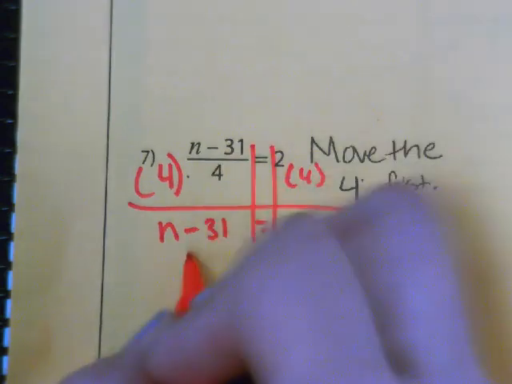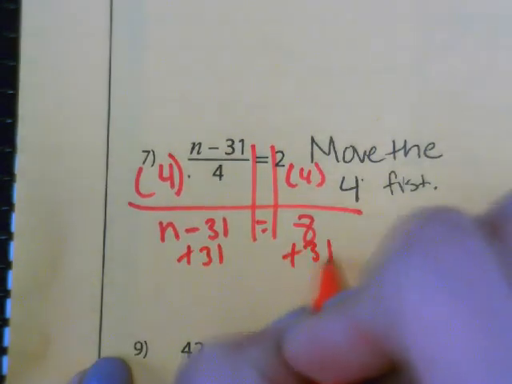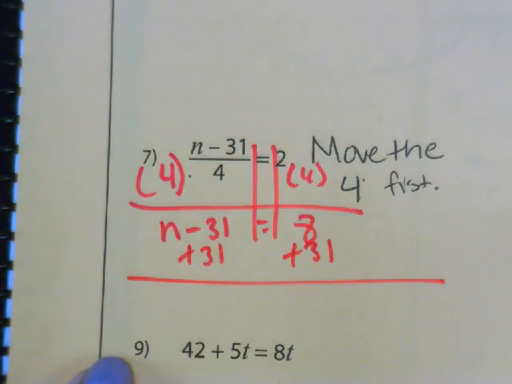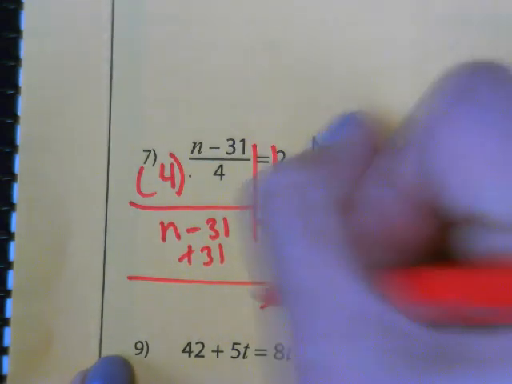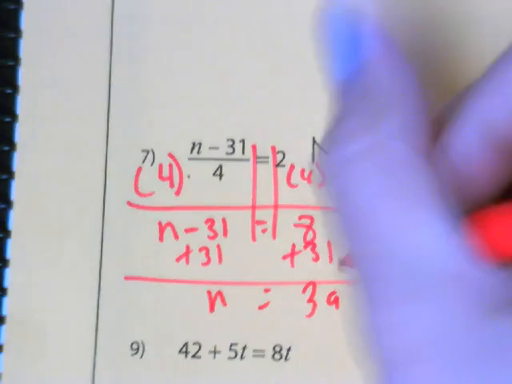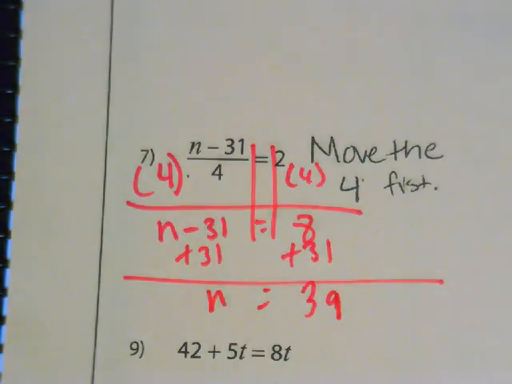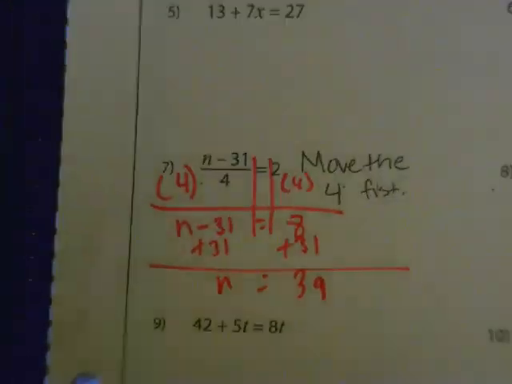The last number I have to move is a 31. How do I move it? Plus 31, right? Add 31 on both sides. What's 8 plus 31? That's right, 39 is equal to n. Okay, so we're going to show our work. I did number 6 for you, so we don't need to do anything for number 6.